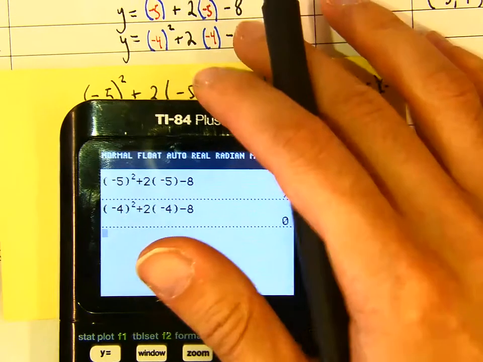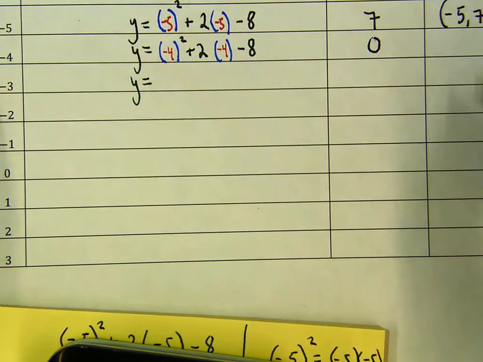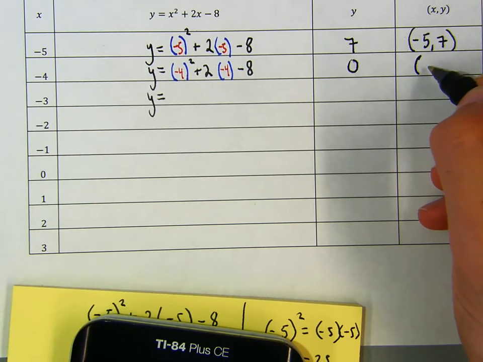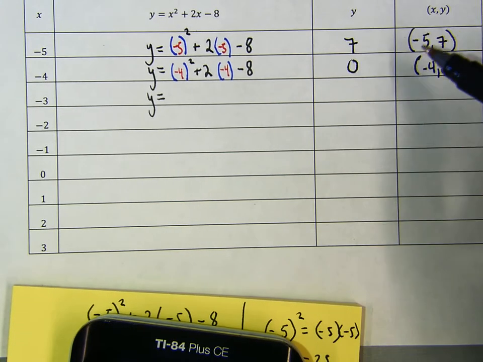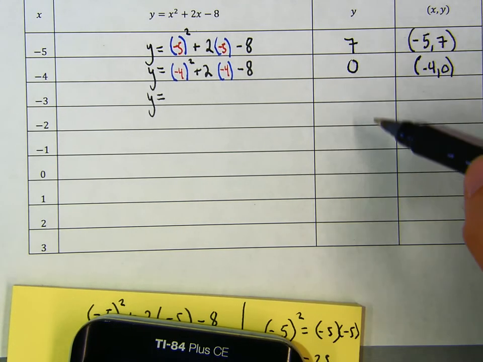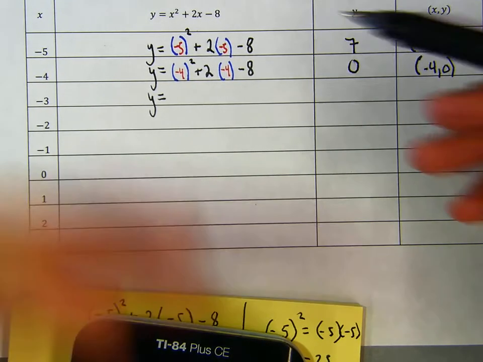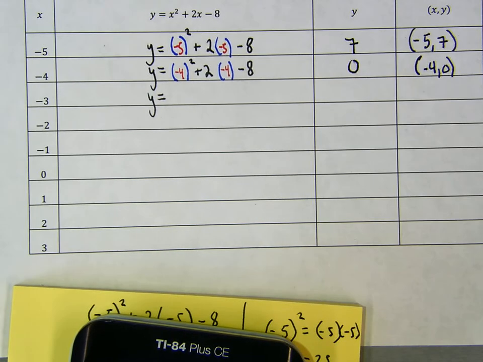What I'd like you to do is fill in the rest of the points. Okay? Fill in the rest of the points. And this is what? -4, comma 0. Okay? And what I'm going to do is I'm going to have all the answers very soon. But what I would like you to do is try it on your own. Pause the video and try and find every point, and we'll see if you made any mistakes.